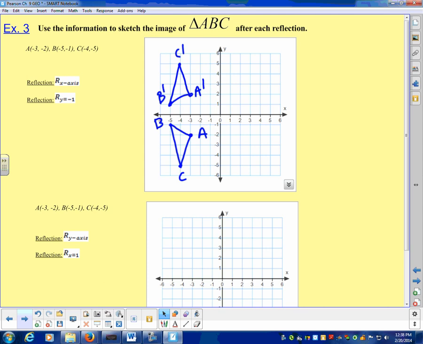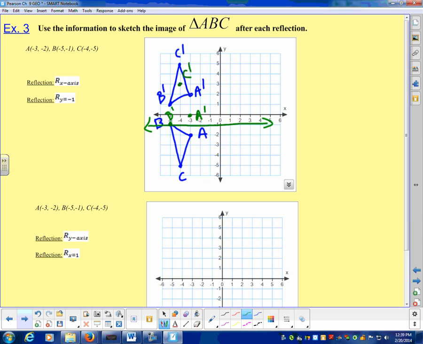Now I'm going to take the same shape ABC and reflect it over the line y equals -1. And I'll go ahead and do this in green. If I reflect it over this green line, my B is going to stay the same. So we'll call this my B prime. And then A, it's a distance of 1 away here, so it's going to be a distance of 1 away over here. This is the second one, reflection over y equals -1.